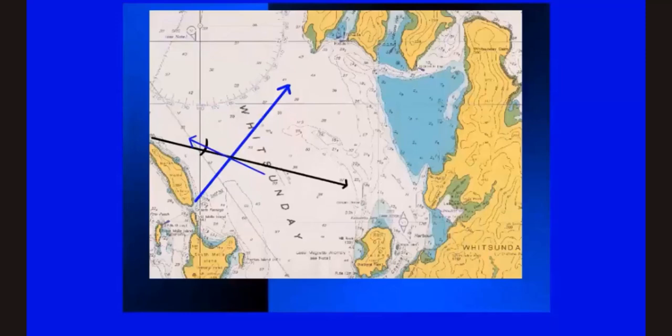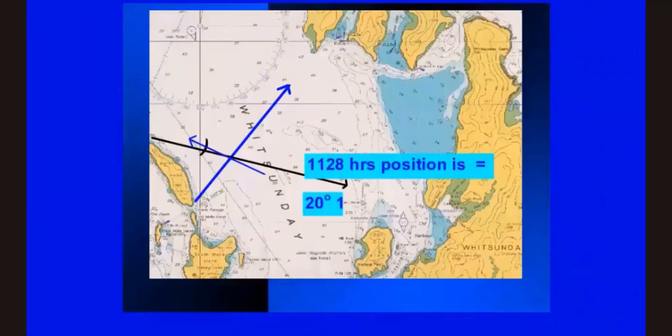Where those two lines cross is exactly where we are. Think about it. We know we were somewhere on that first position line. We also know that we're somewhere on that second position line. So the only place we can be is where they cross, a little further east than we thought. The actual position at 11:28 is 20 degrees, 13.45 minutes south, 148 degrees, 50.71 minutes east.